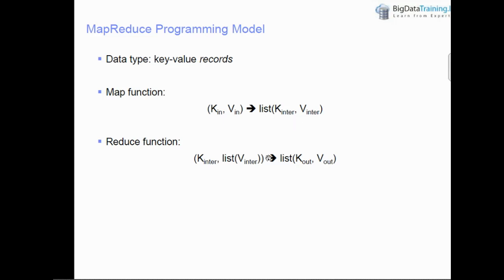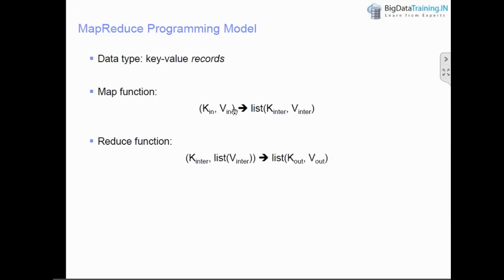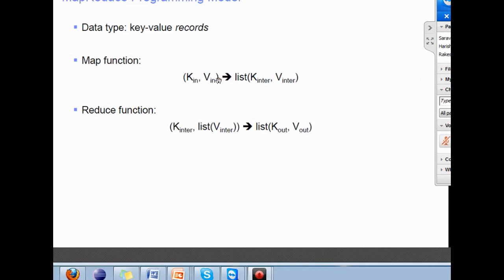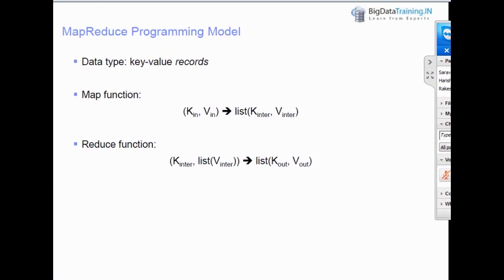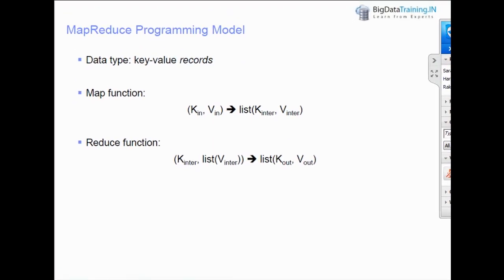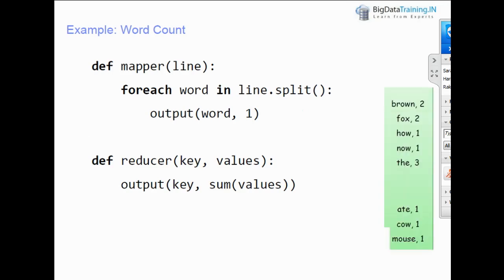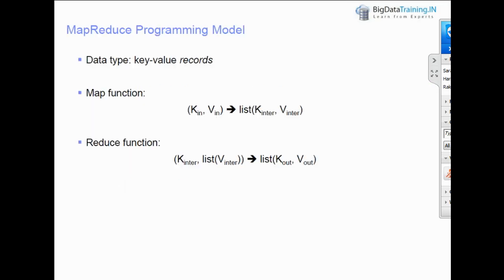K intermediate and V intermediate. So this intermediate key value pair, once it's all thrown as an output from your mapper function, would be processed by shuffle and sort. You have something called shuffle and sort.